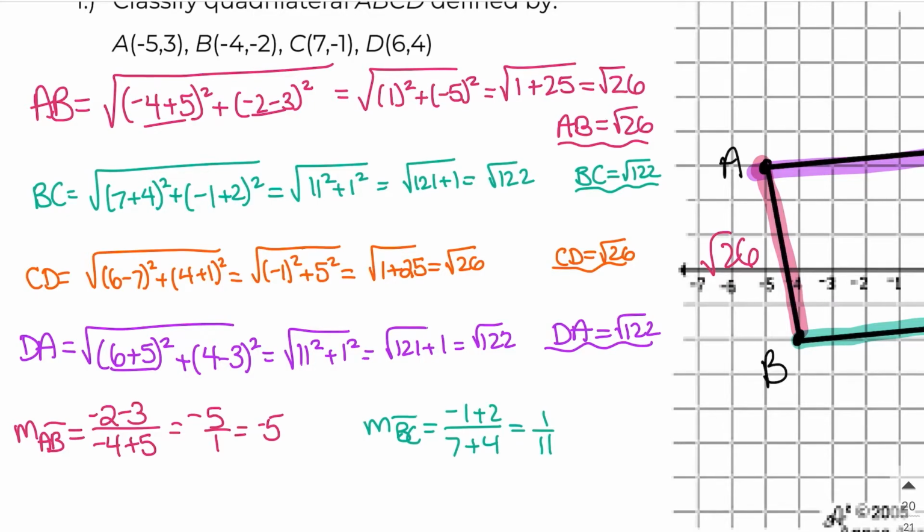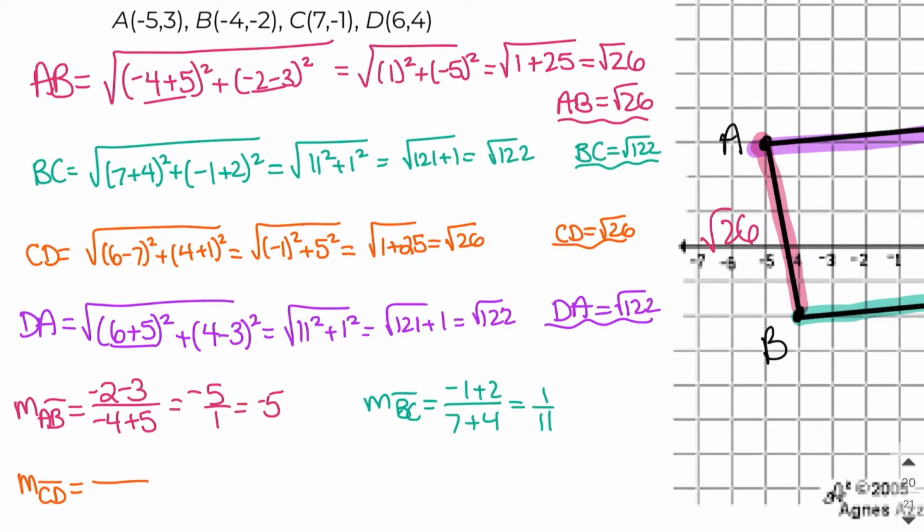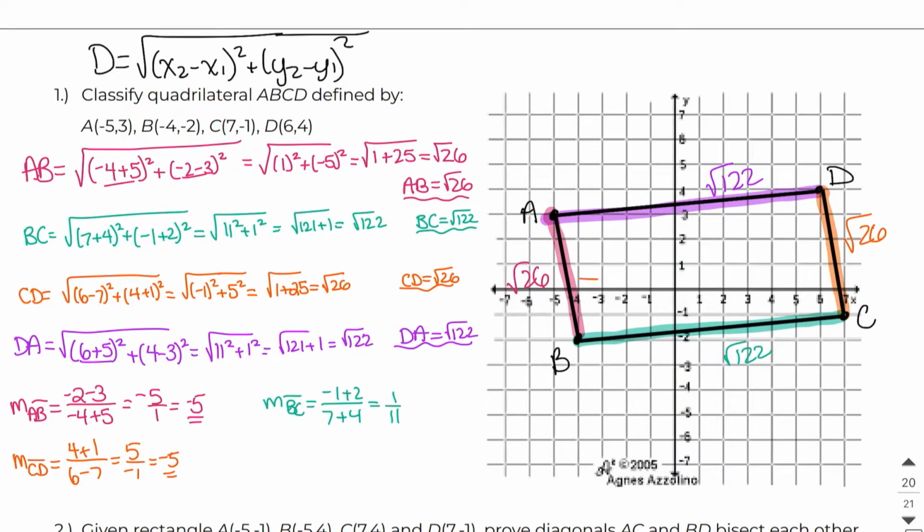Okay? Now let's find the slope of CD, and the slope of CD is going to be 4 minus negative 1, which is 4 plus 1, over 6 minus 7, which is still 6 minus 7. So I get 5 over negative 1, which is negative 5. Interesting, these two have the same slope. AB and CD, these line segments that are across from each other right here, both have the same slope.